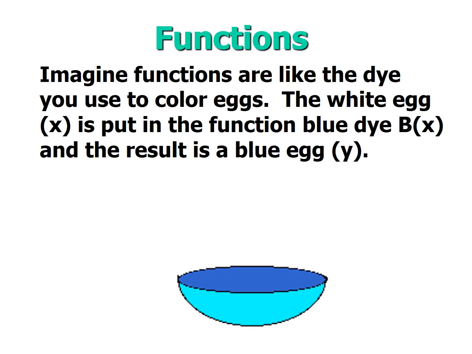Okay, so remember back to that first foldable of functions when we talked about the function machine where we input something, we calculate it in the machine, and then we get a different output. So in that same respect, we're going to imagine if functions are like the dye used to color Easter eggs. So the white egg would be the x or the input that is put into the function, which would be the blue dye, or let's say b of x, and the result would become the blue egg or the y. So we have this picture that represents how we started with a white egg and ended with a blue egg, just like how a function changes it to get a different output once we've put in an input.